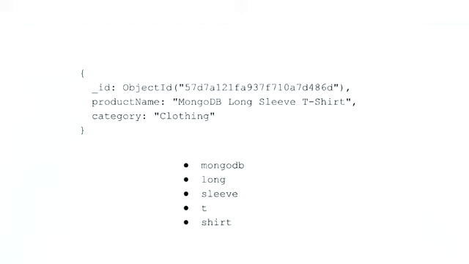This is because Unicode considers both spaces and hyphens as text delimiters. The 5 index keys would be MongoDB, long, sleeve, t, and shirt. You'll notice that each of these tokens are also lowercase. That's because by default, text indexes are case insensitive.